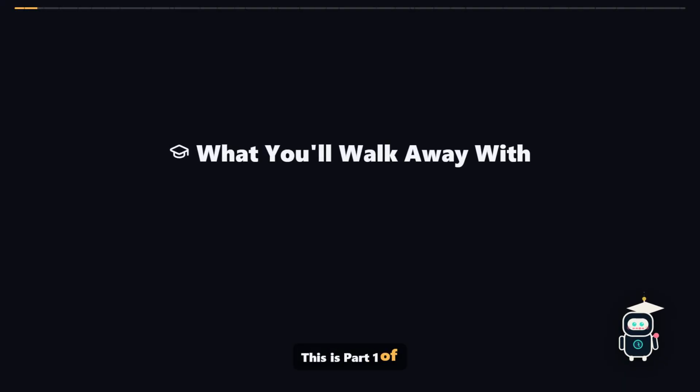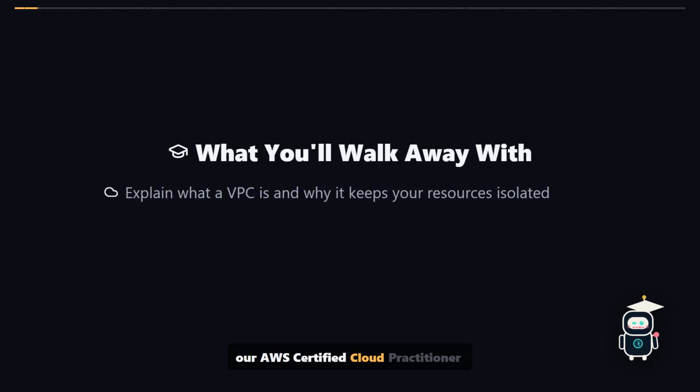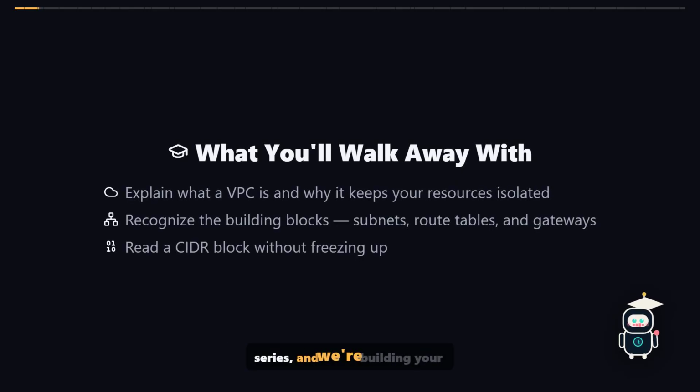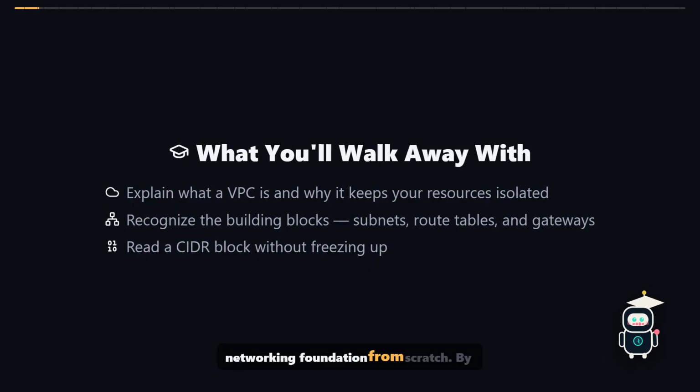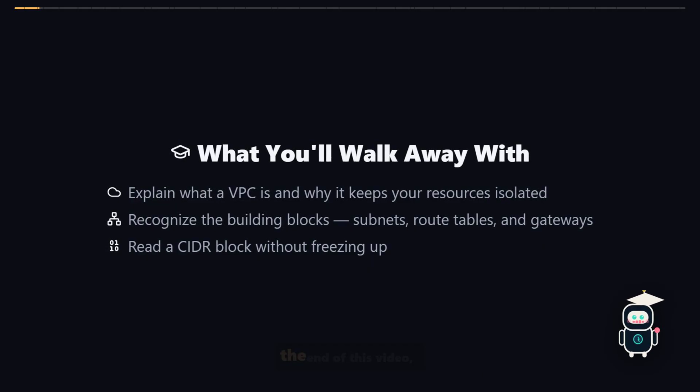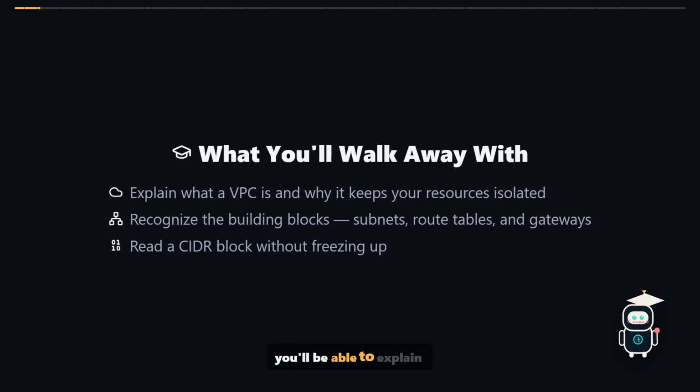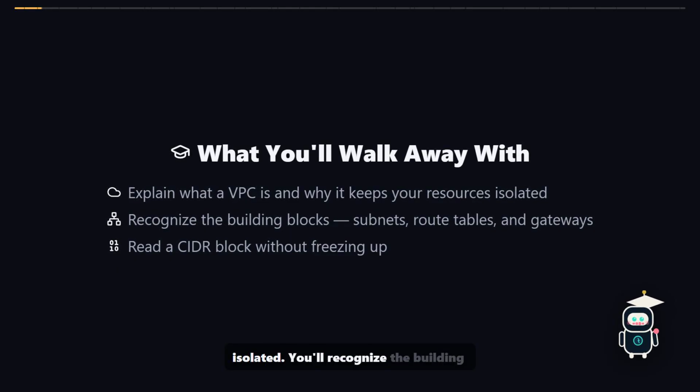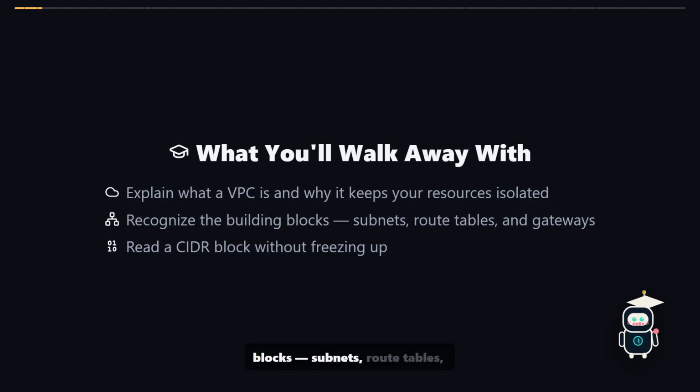This is part 1 of our AWS Certified Cloud Practitioner series, and we're building your networking foundation from scratch. By the end of this video, you'll be able to explain what a VPC is and why it keeps your resources isolated. You'll recognize the building blocks: subnets, route tables, and gateways, and you'll read a CIDR block without freezing up.